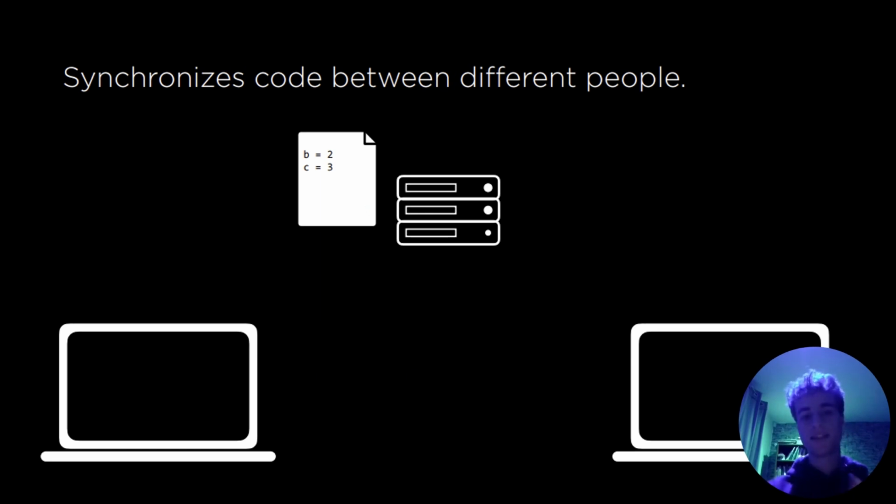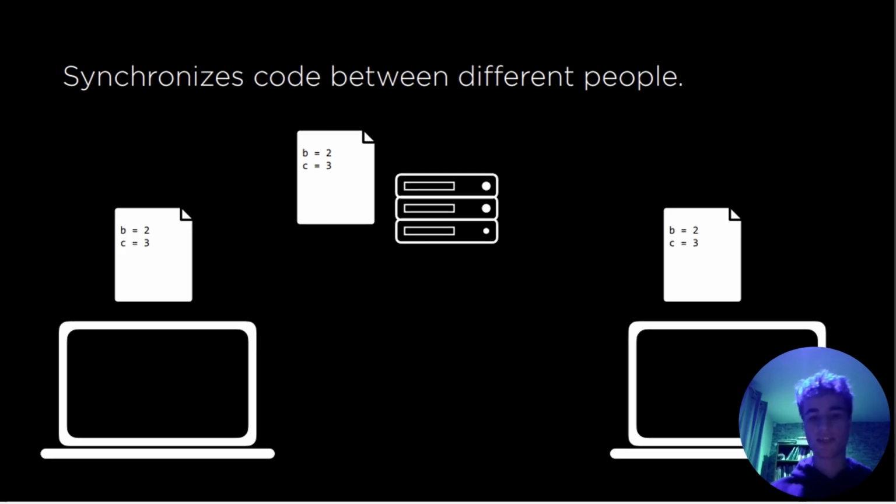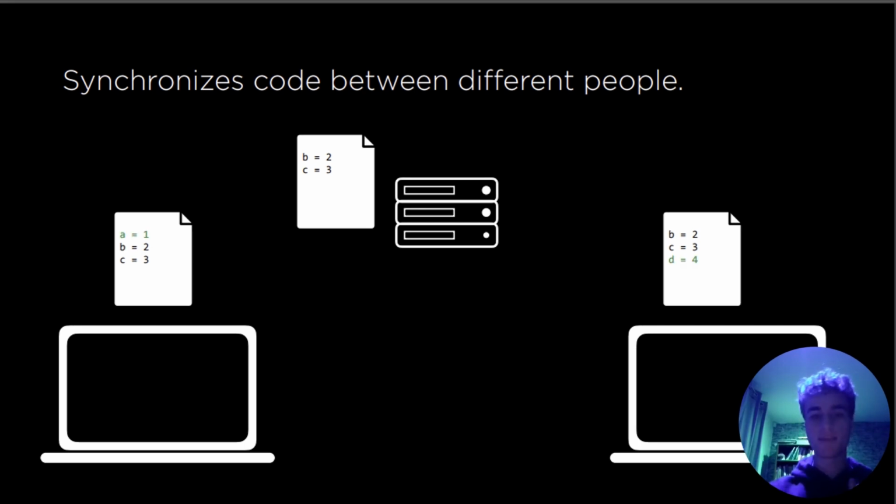And another thing with Git is it allows you to synchronize code between different people. So here we've got a computer on the left, we've got a computer on the right, and we've got the server, and the server stores the actual code. And right now the server is storing some code that says B equals 2 and C equals 3. And so we can get that code and we can have it in each of our computers. But then what happens if we make a change? So for example, the computer on the left has made a change and it said, okay, A equals 1. And then the computer on the right says, okay, I'm making a change and it says D equals 4.